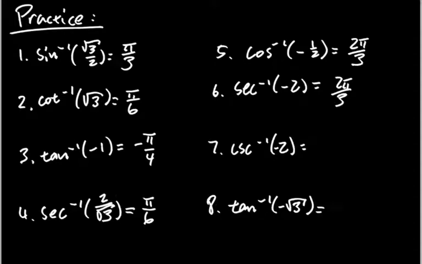Okay, cosecant inverse of negative 2. So sine is negative 1/2 at negative pi over 6. So that works there. And then tangent inverse of negative square root of 3. That's going to be at, let's see, so tangent is square root of 3 at the pi over 3s. So this will be negative pi over 3.